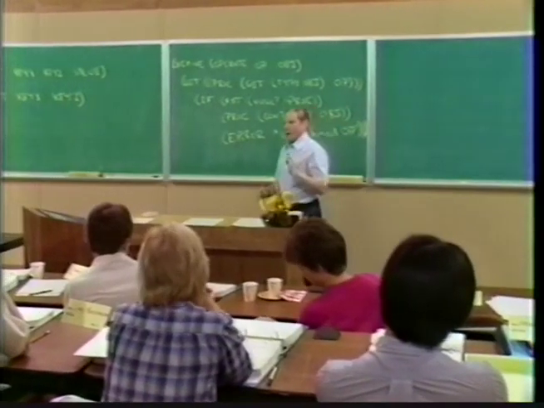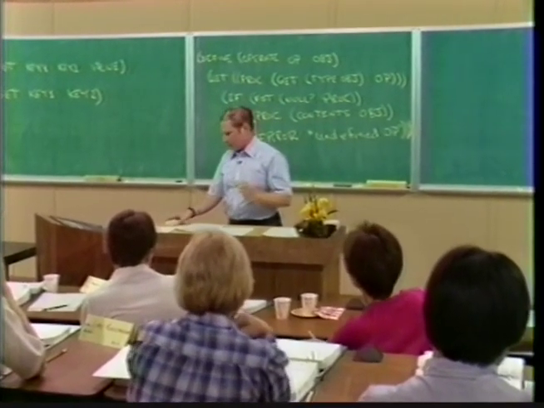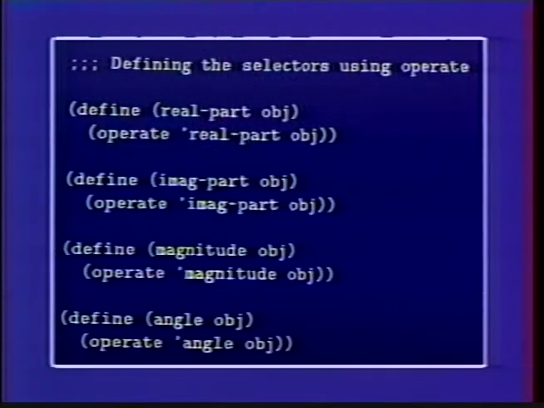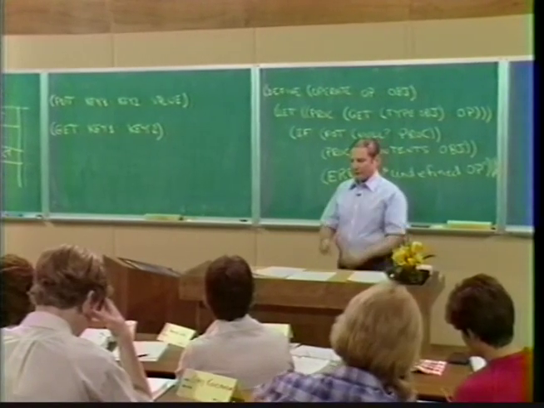Okay? And that replaces the manager. How do we really use it? Well, what we say is we'll go off and define our generic selectors using operate. We'll say that the real part of an object is found by operating on the object with the name of the operation being real part. Right, and then similarly, imaginary part is operate using the name imaginary part, and likewise magnitude and angle. That's our implementation. That plus the tag plus the operate procedure, and the table effectively replaces what the manager used to do.